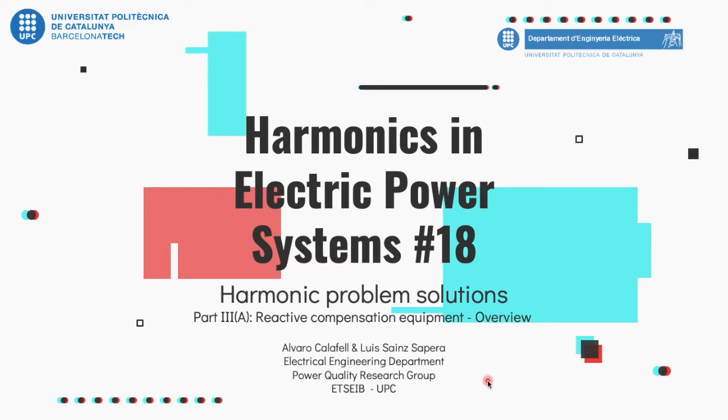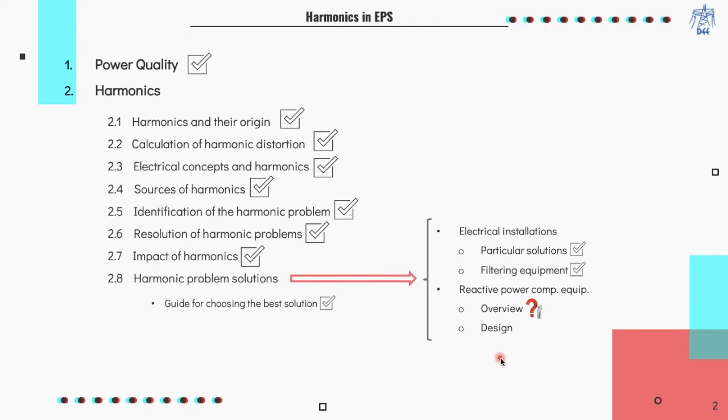In particular, this video shows an overview of the solutions for reactive power compensation equipment. In previous videos, we presented a guide for choosing the best solution for the harmonic problem and presented the solutions for electrical installations. The present video analyzes the solution for harmonic problems in reactive power compensation equipment.